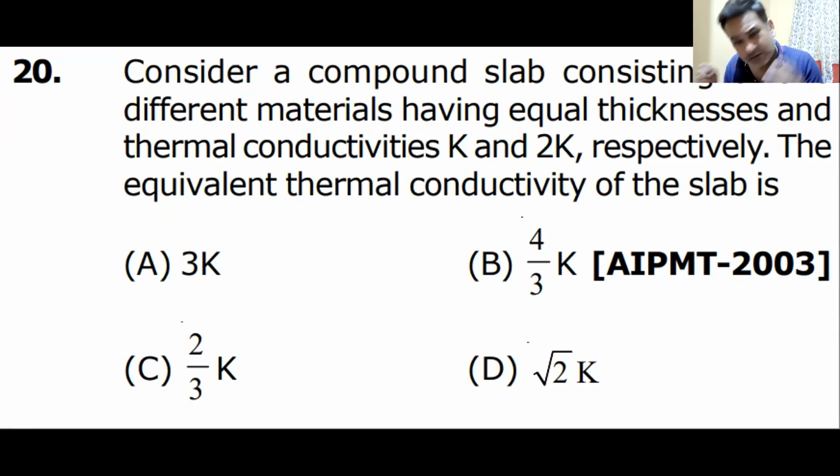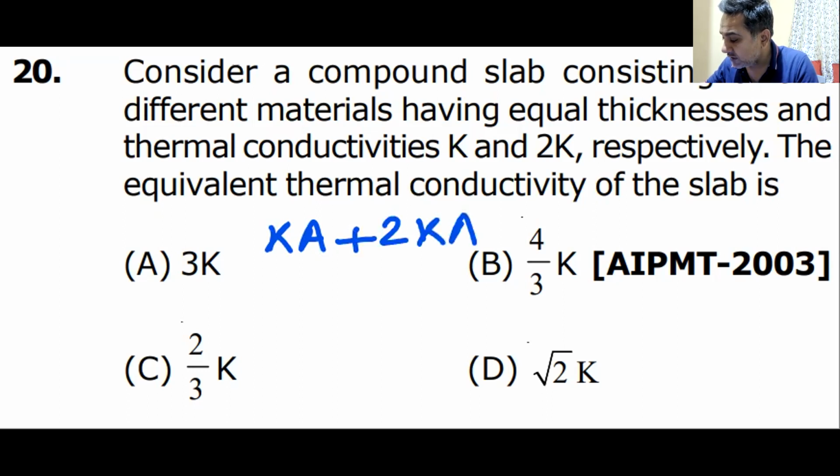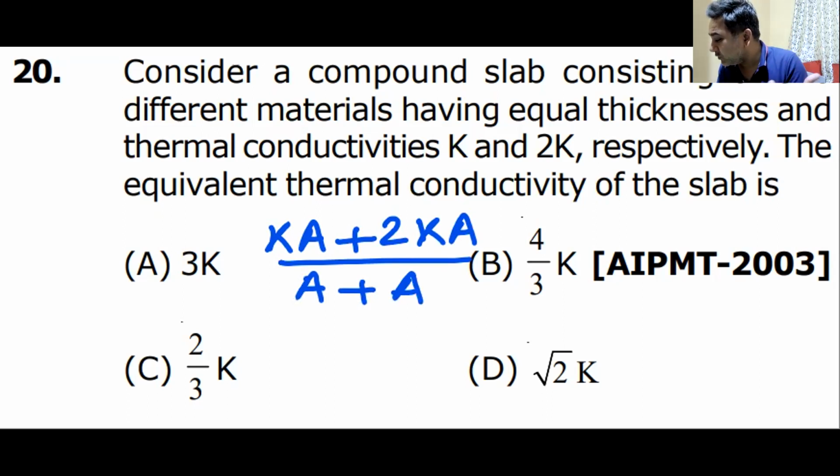K1 A1 plus K2 A2 divided by A1 plus A2. They are given of equal thickness, so I'll assume the cross-sectional area is also the same. So it will be K into cross-sectional area A plus 2K into cross-sectional area A, divided by area A plus area A. That is the answer I will get, and that answer will be 3 by 2 K. It is none of the options, so my answer is not matching. This is the answer that I get in parallel connection.